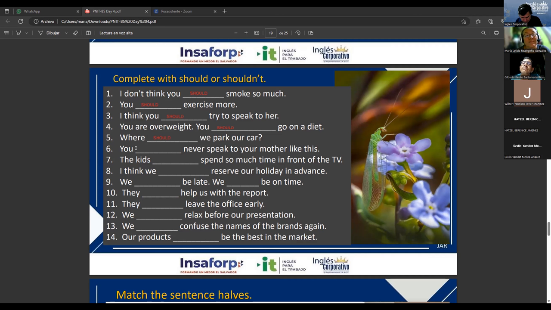The next one, that's right. You shouldn't never speak to your mother like this. Only that if you use never, it has to be should. You should never. Because it's double negative, not right. Shouldn't never. You should never. Only should.